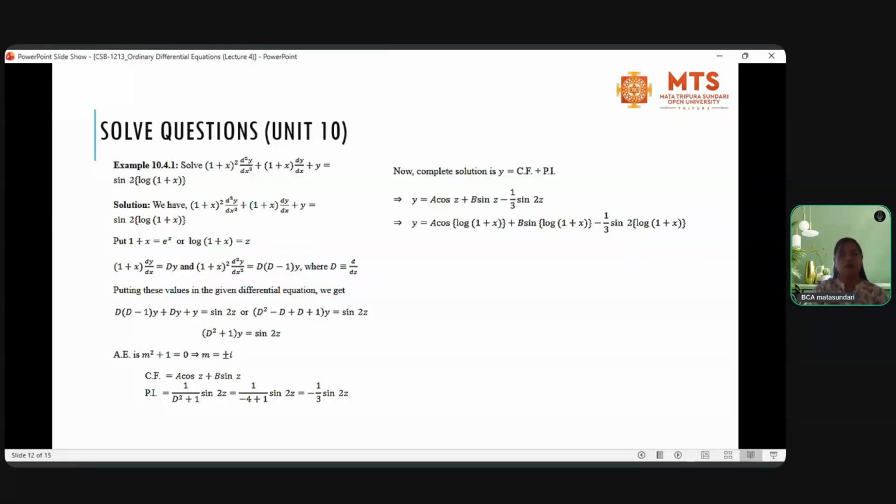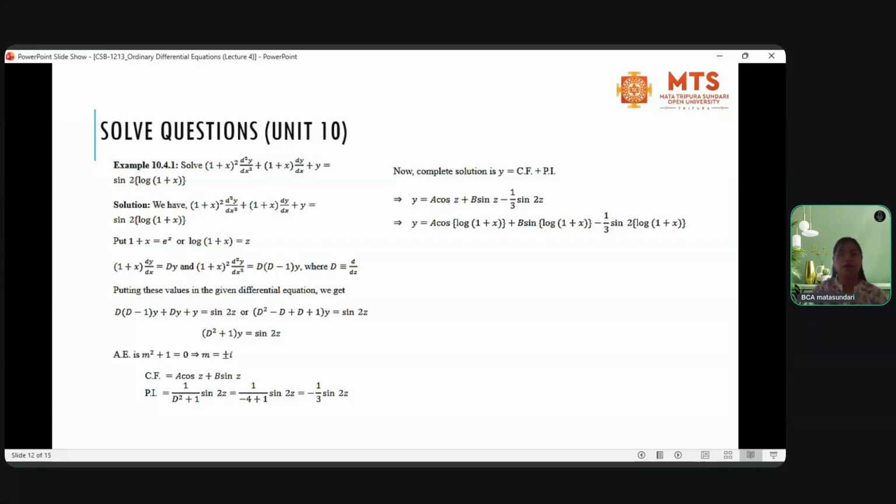See here, solve (1 plus x) whole square d square y by dx square plus (1 plus x) dy/dx plus y equal to sine 2 log(1 plus x). This is the question. So what will be the solution? What we have learned in unit 10: CF and PI.